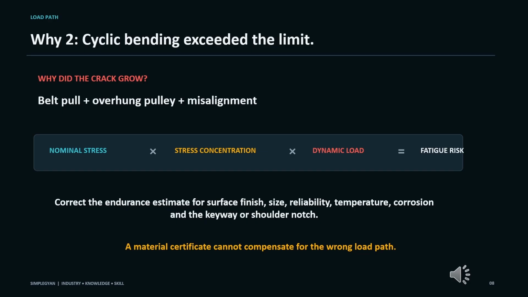Why did the crack continue to grow? Because the corrected alternating bending stress exceeded the shaft's usable fatigue capacity. Conveyor shafts rarely see pure torque. Belt tension produces radial load, the pulley creates an overhung moment, and misalignment can add bending and bearing reaction forces. Then the keyway and shoulder concentrate the local stress. A proper fatigue screen also corrects endurance for size, surface condition, reliability, temperature, and environment. A material certificate alone cannot rescue a wrong load path.